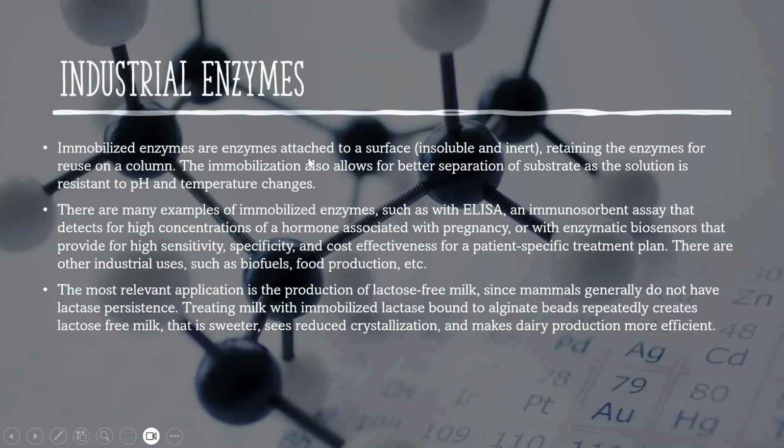So they're going to be attached to a surface. It's usually some type of column that's insoluble and inert. You want it to be insoluble because you don't want it to wash down. You want it to stay where it's at. And this is really good because we can keep the enzymes for later use. So we can reuse the column after we wash it. And then that allows for better separation of the substrate because it's all immobilized. It's not going to be flowing in liquid.